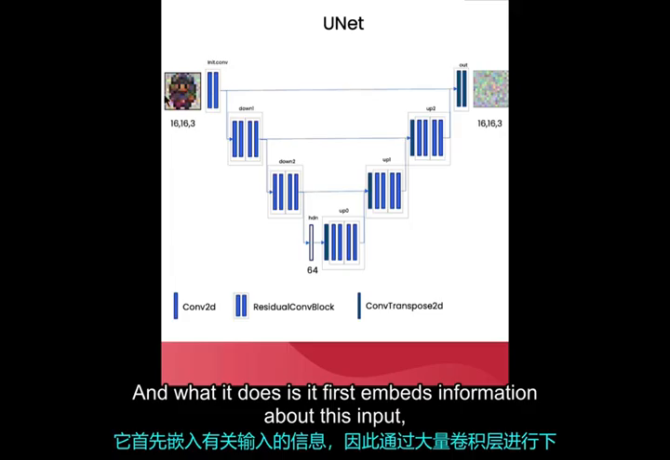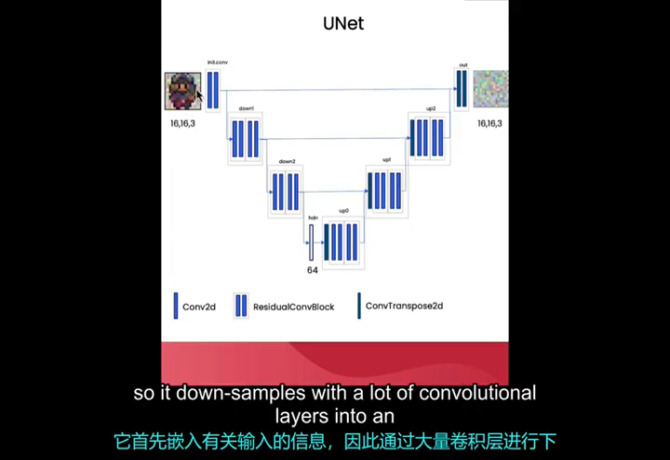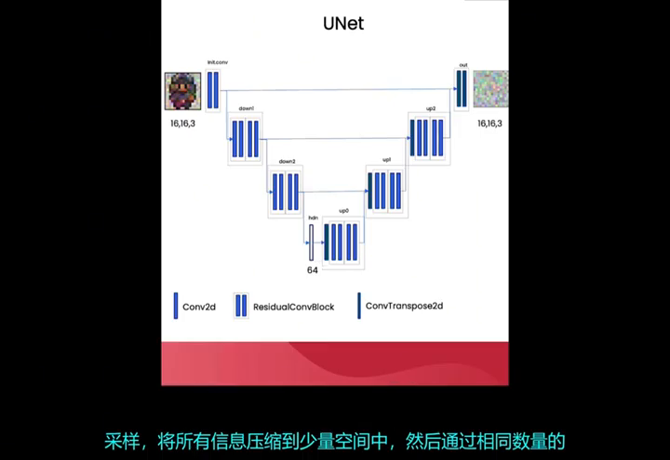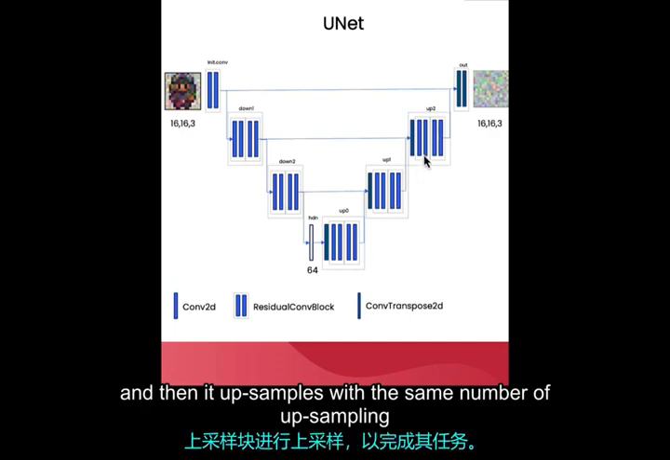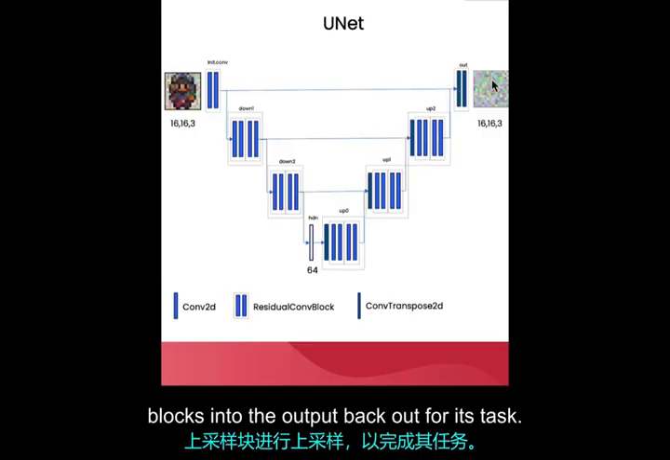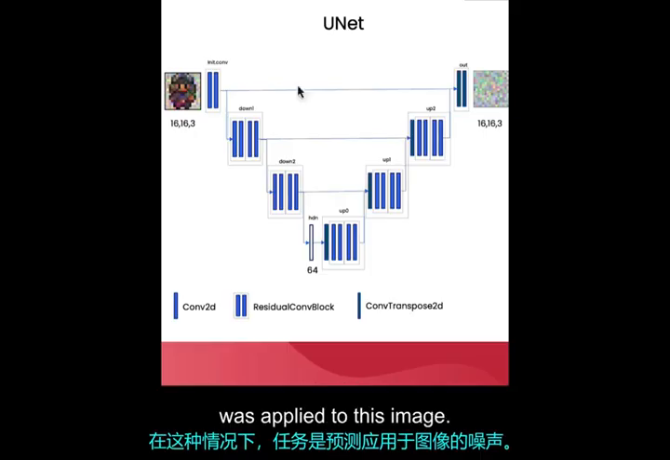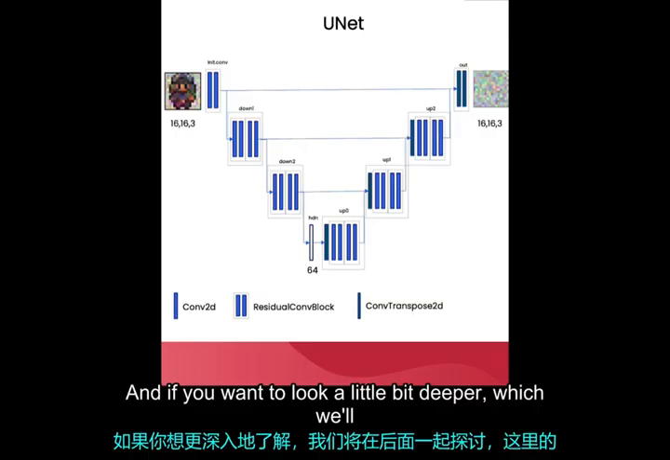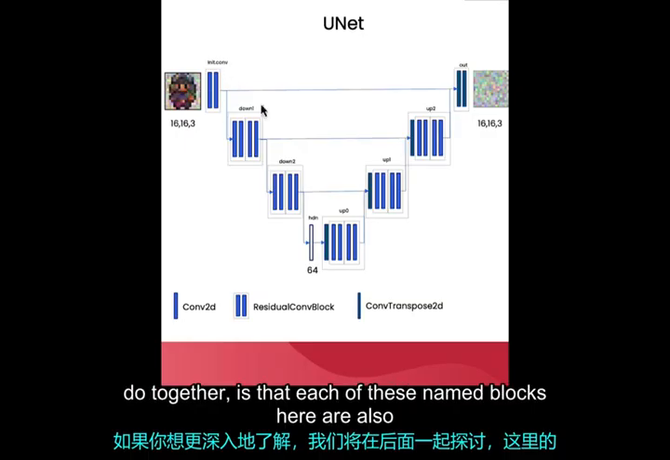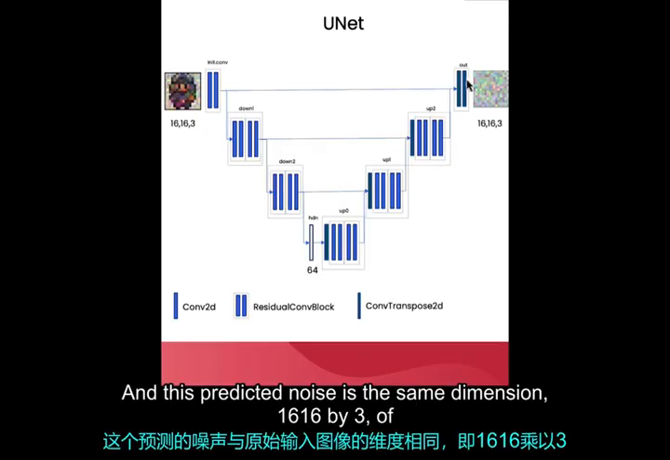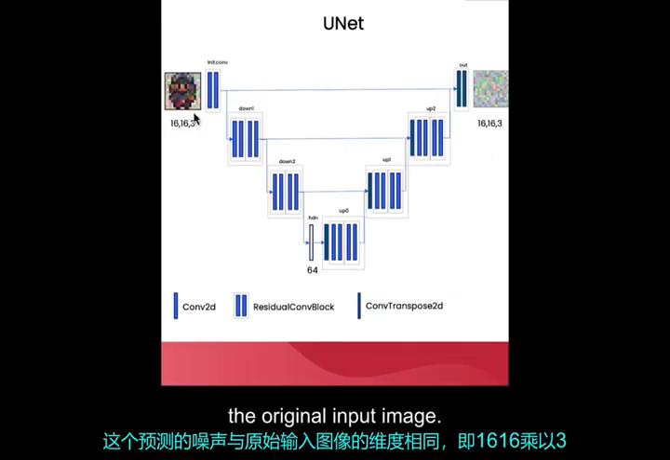What it does is it first embeds information about this input, so it downsamples with a lot of convolutional layers into an embedding that compresses all that information into a small amount of space, and then it upsamples with the same number of upsampling blocks into the output for its task. In this case, that task is to predict the noise that was applied to this image. If you want to look a little bit deeper, which we'll do together, each of these named blocks here are also shown in the code with the same names. And this predicted noise is the same dimension, 16 by 16 by 3, of the original input image.